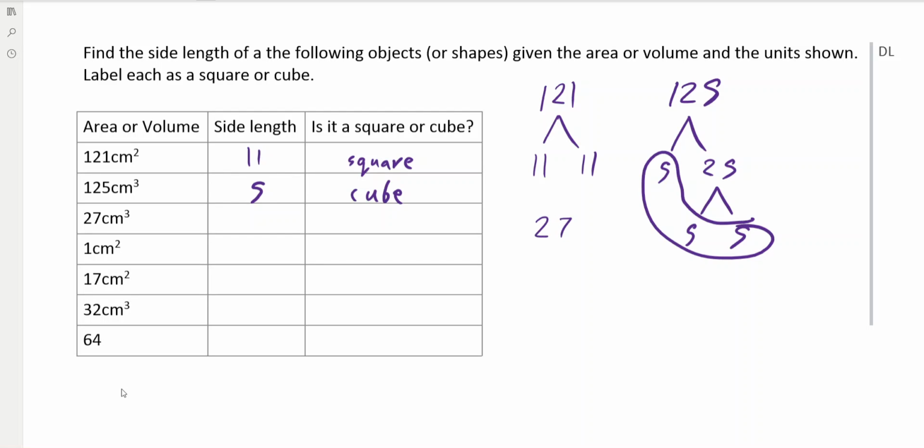Okay, 27, we do the same thing. So 3 and 9, 3 and 3. Put those together, it's 3, and it's a cube.